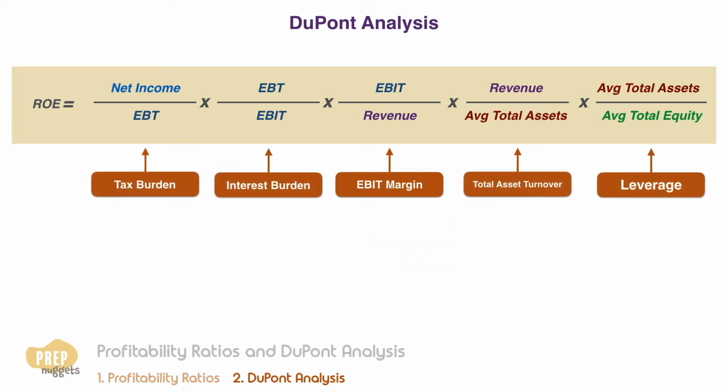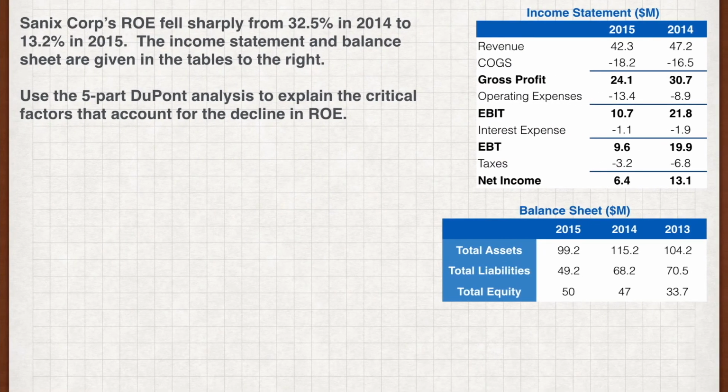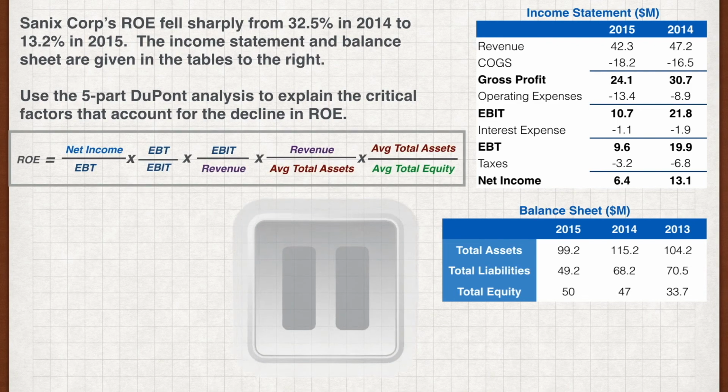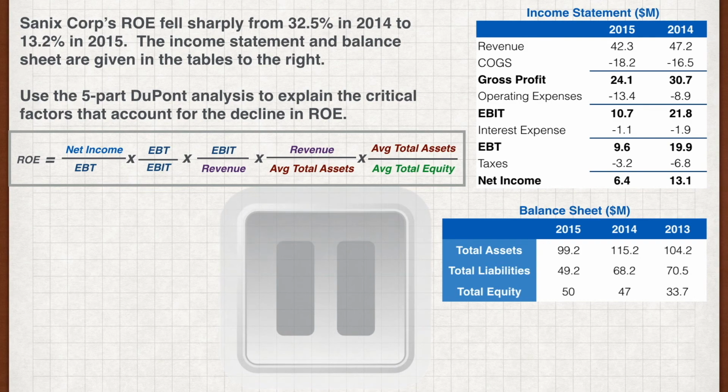Let's go through an example to see how we can use this framework to determine what factors are driving a company's ROE. Sunex Corp's ROE fell sharply from 32.5% in 2014 to 13.2% in 2015. The income statement and balance sheet are given in the tables to the right. Use the 5-part DuPont analysis to explain the critical factors that account for the decline in ROE. Pause the video now to work out your answer. You may want to work out the 5 ratios for 2014 and 2015 and compare between the two periods.